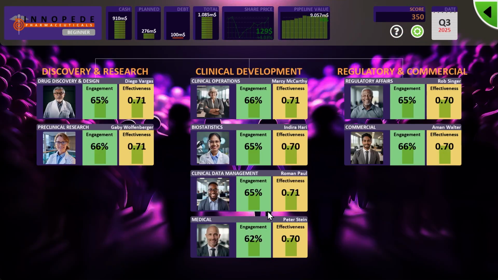Now to one of the most important functions in the game, human resources and leadership. In the HR dashboard, you will see your company's organizational chart with the different departments, their managers, average department engagement, and department effectiveness scores. Click on a department to go into the respective department dashboard.